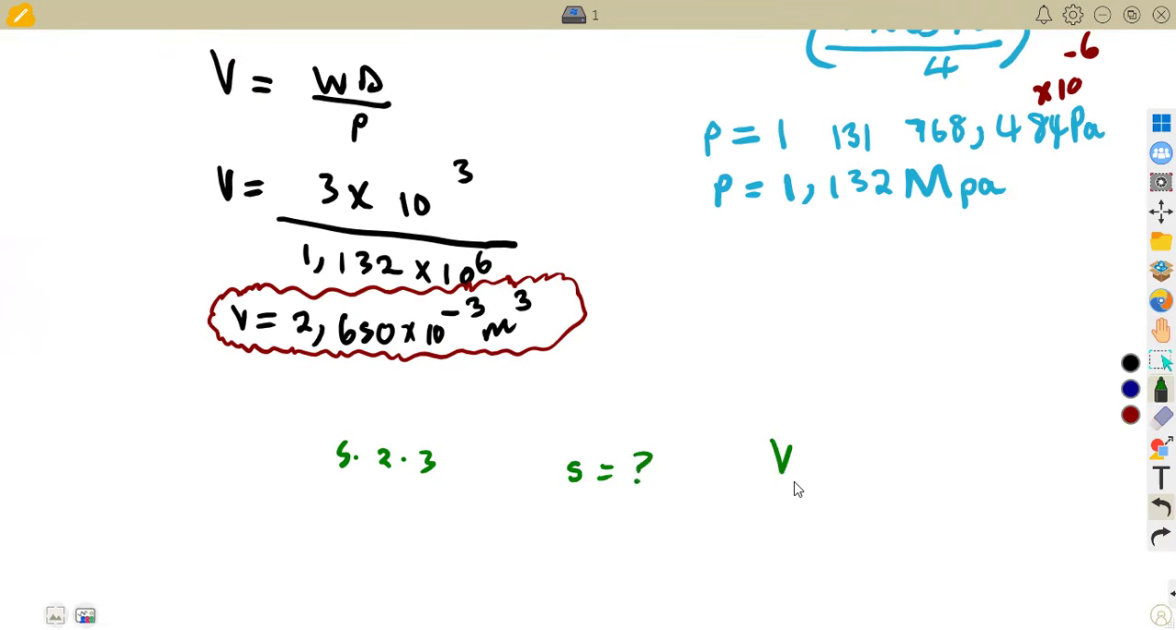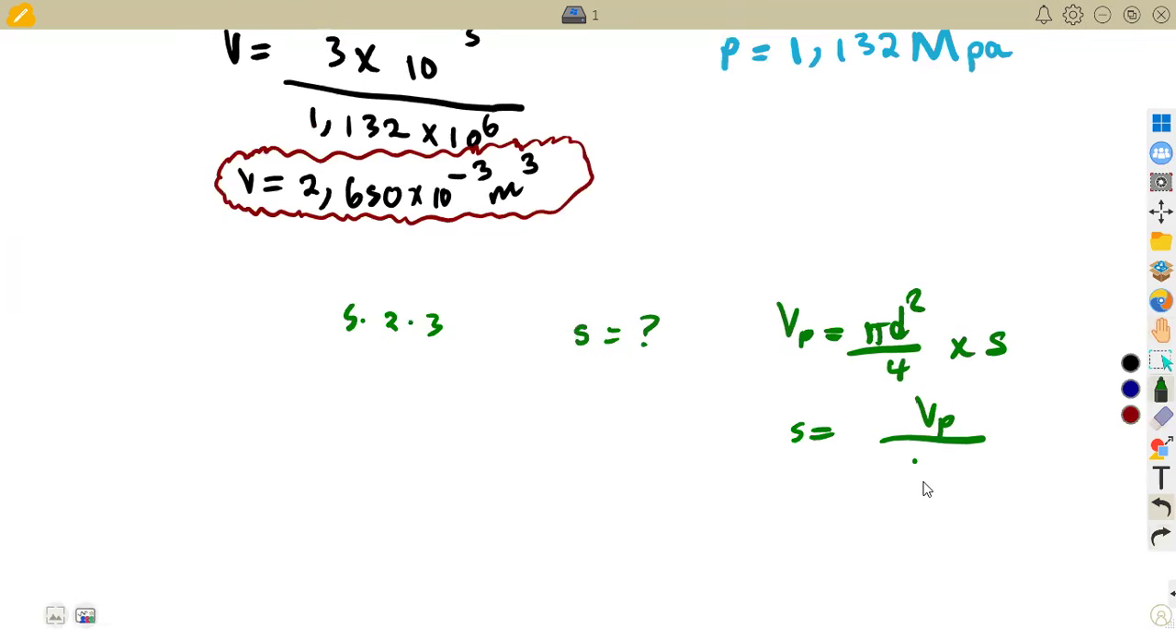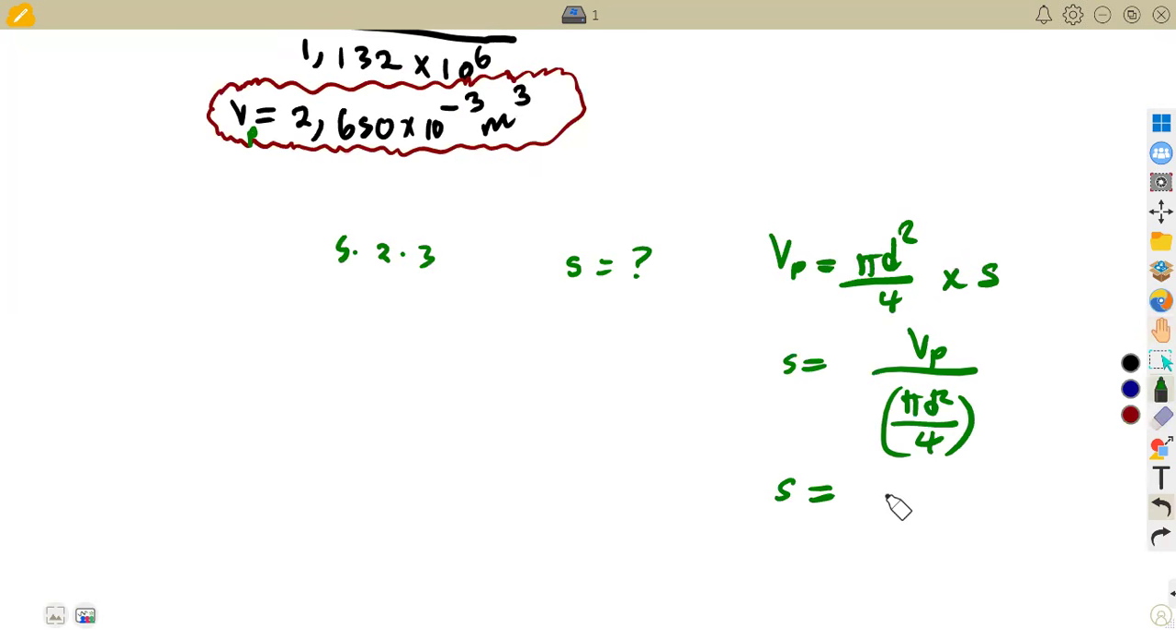But we know that from the volume of the plunger, it is given as the cross-sectional area pi d squared over 4 times the stroke length, whereby this is our cross-sectional area, and as we want to calculate S. So you can make S the subject, that is VP over, divide by the area, which is pi d squared over 4. So that is going to give us what? Our stroke length. So that's our stroke length can be calculated from the volume that was calculated of what? Of the plunger.